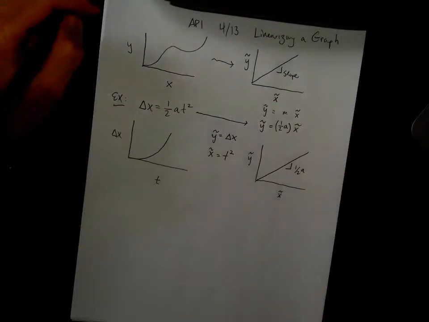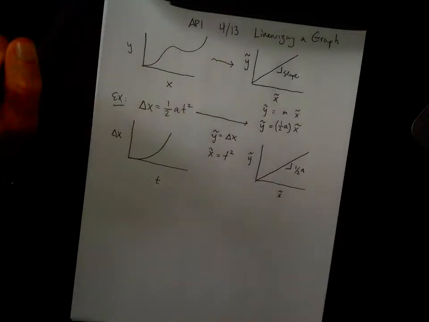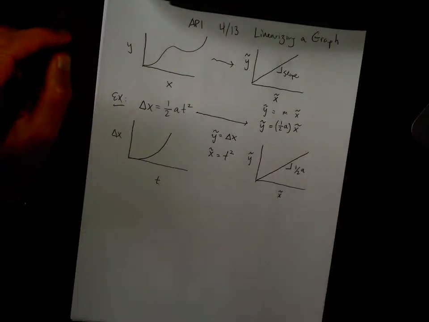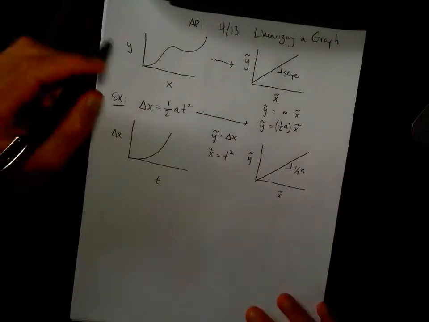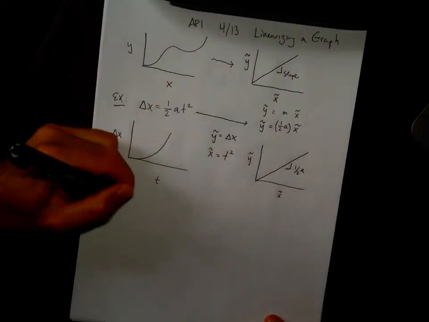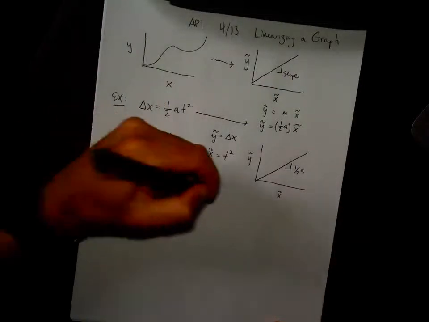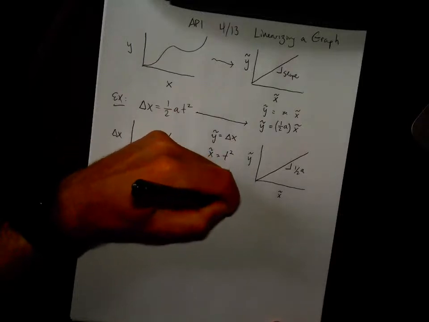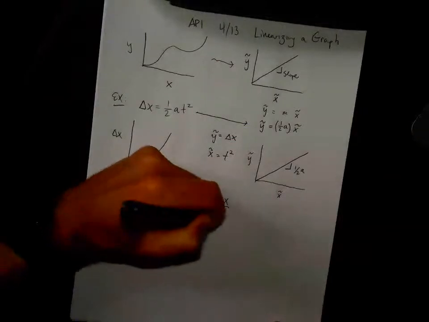Now, here's another thing. There's actually more than one way to do this. Let me give you an example of another way to do this. What if I took my equation and I defined y squiggle squiggle to be delta x over t, and I let x squiggle squiggle equal t.